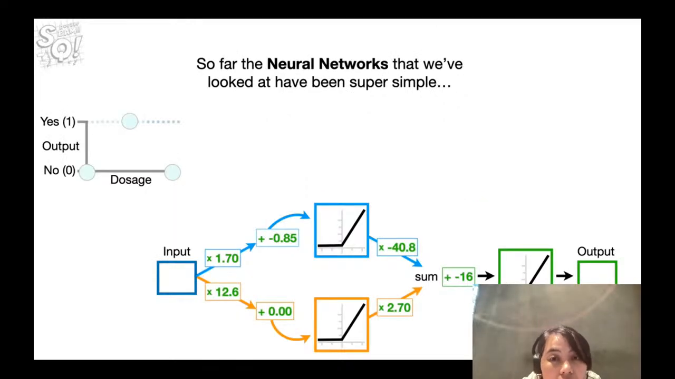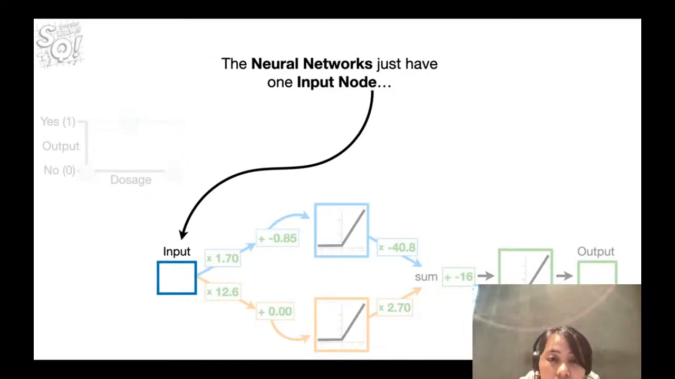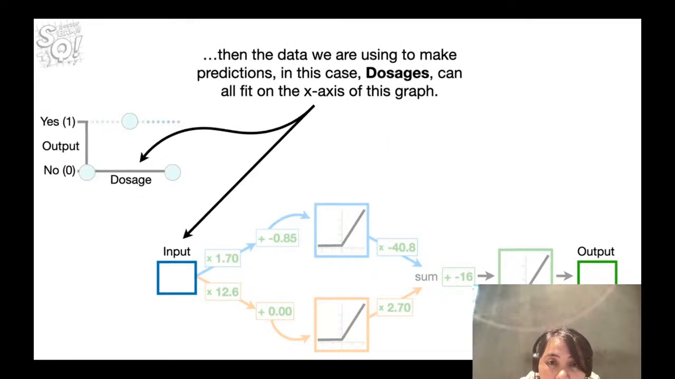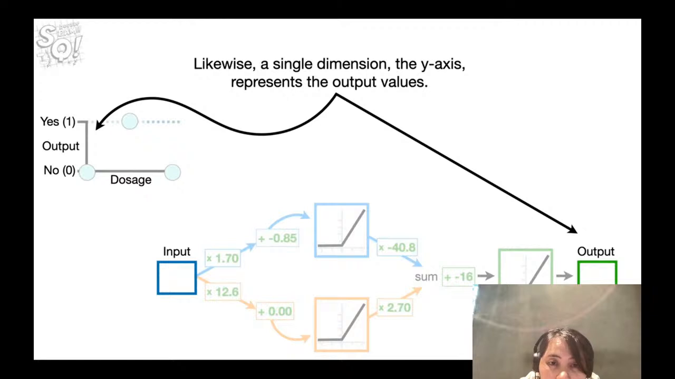So far, the neural networks that we've looked at have been super simple and only predict whether or not the dosage of a drug will be effective. The neural networks just have one input node and one output node. When there is only one input node, then the data we are using to make predictions, in this case, dosages, can all fit on the x-axis of this graph. In other words, the input is one-dimensional, since it only needs one axis in the graph. Likewise, a single dimension, the y-axis, represents the output values.